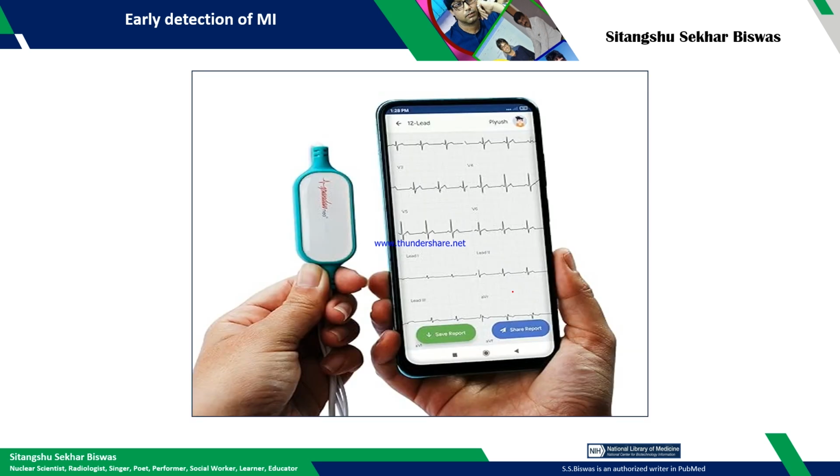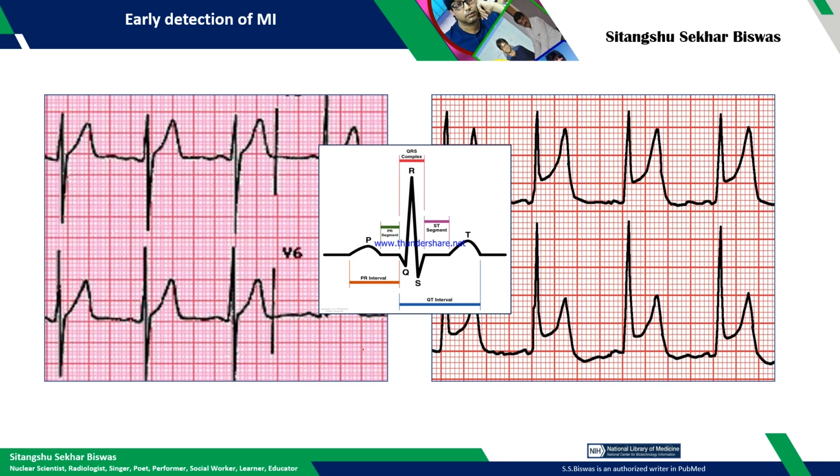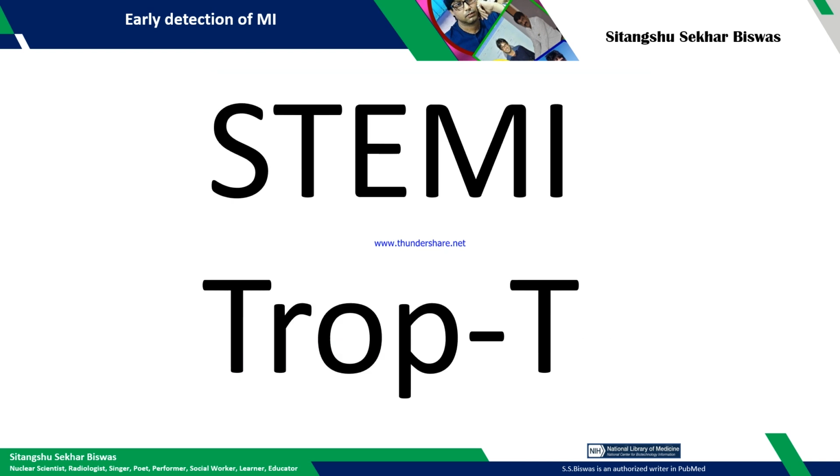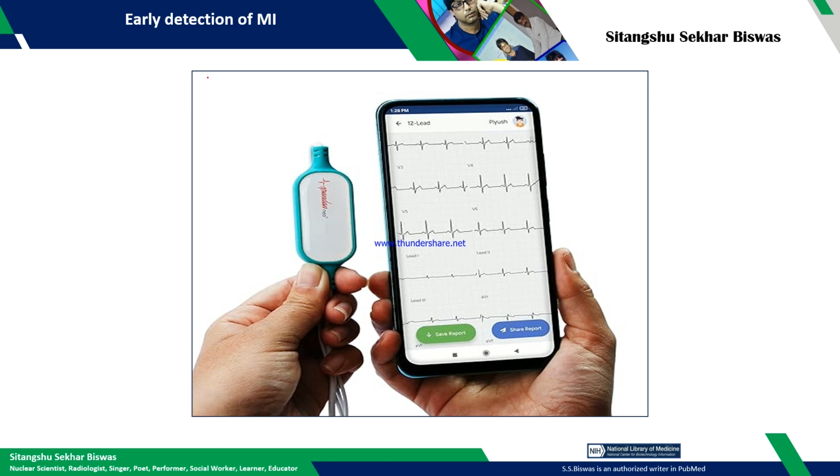I am not promoting any particular brand. Nowadays on Amazon, this kind of handheld ECG is available within 5 to 6,000 rupees. Using that with your Android device, you can get the signature of the ECG. Here I use one term, STEMI, that is, elevated ST segment in case of myocardial infarction.